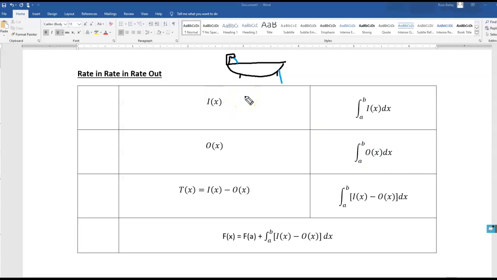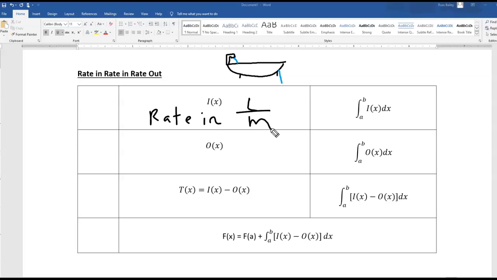So we're going to say that this is rate in. Okay. Now usually this is measured in some units. In this case, I'll just stick with the water example here. Let's say that it's liters per minute, or units. Now that's the rate in.